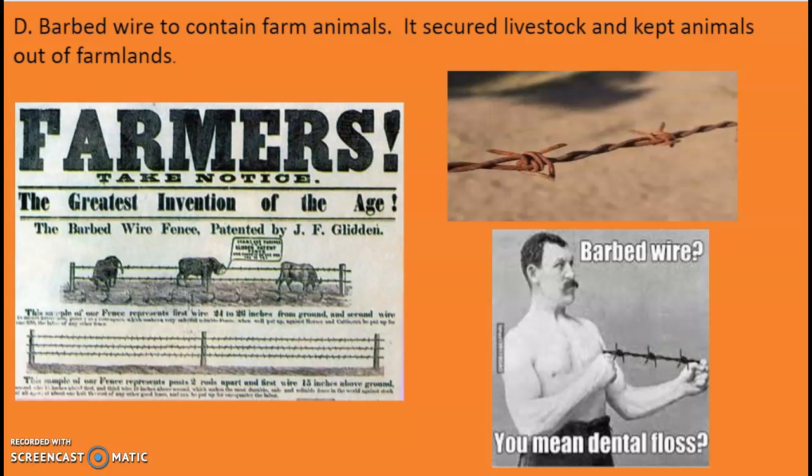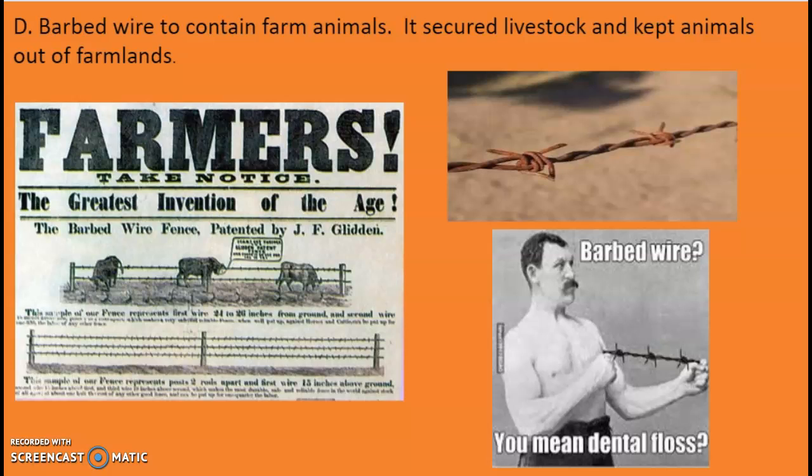Another invention is barbed wire, which helped contain farm animals. So obviously on the Great Plains, animals are going to be spread far and wide and just go eating fresh grass wherever they can. But barbed wire made it so that the animals didn't escape. They stayed in one area on your farm because obviously barbed wire is very thick and it's very sharp, so the animals are not going to be escaping from there.